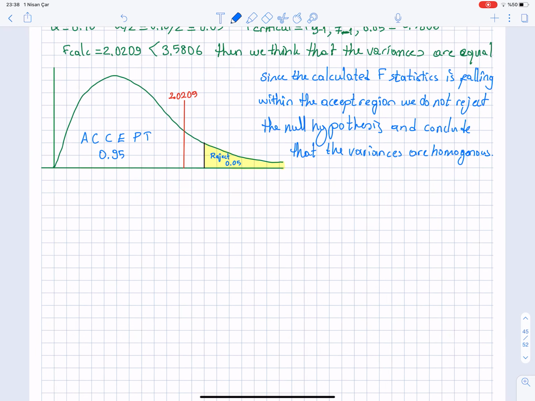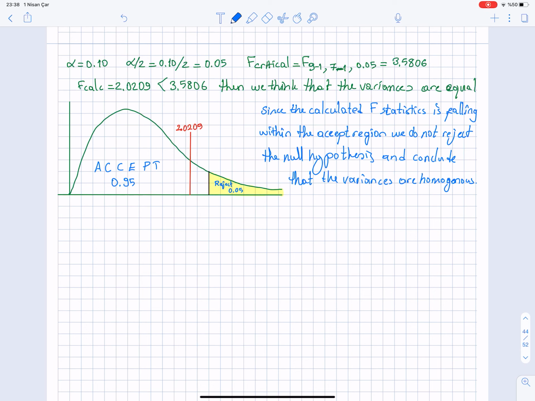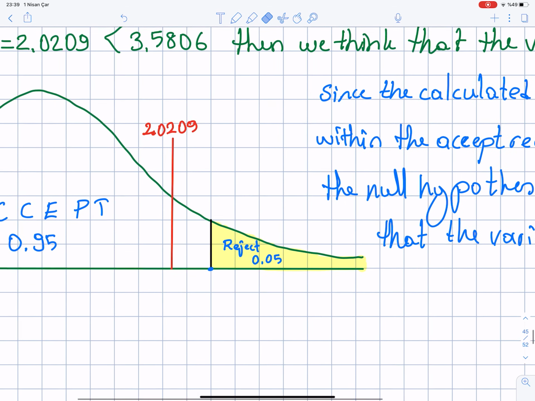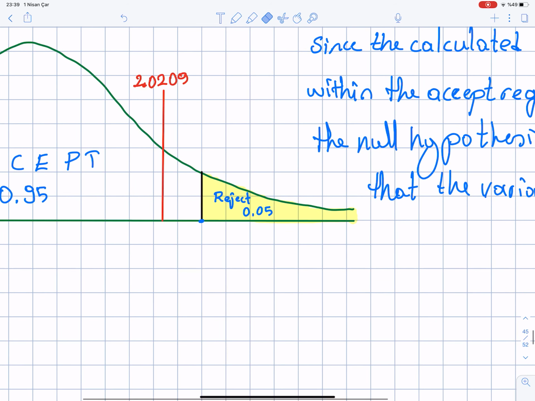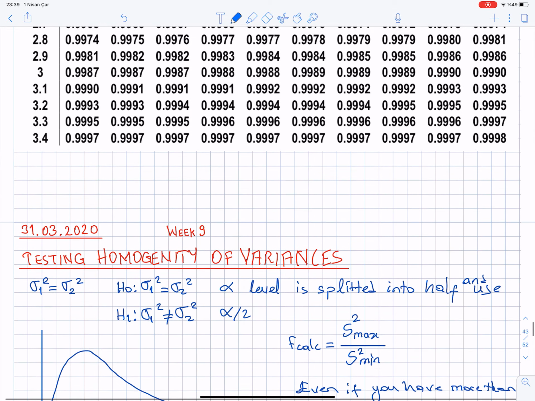If you decrease the level of significance, you'll see that the rejection part in here will move to this side. If you decrease the level of significance, it will move further, and you will always accept the null hypothesis and conclude that there is homogeneity. But in our case, the critical value is 3.5806. Yes.